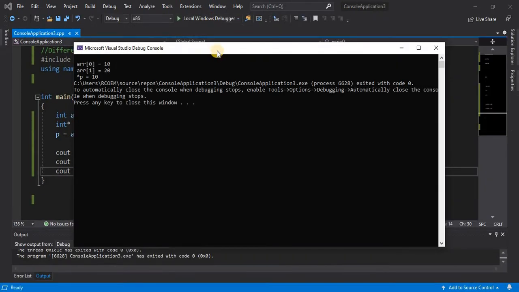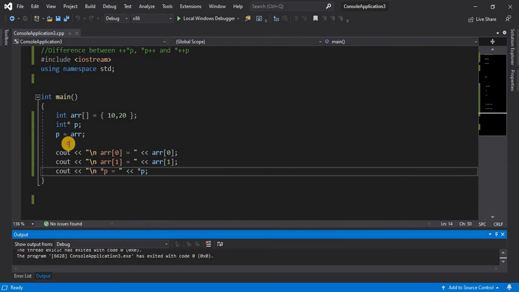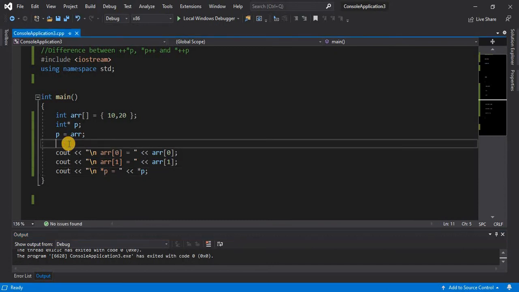So here ARR of 0 is 10, I mean the first value, ARR 1 is 20, the second value, and p is an integer pointer which is asked to point to an integer array. So when we have asked that pointer p to point to an integer array, it will point to the base address or the first element of the array. So this is one.